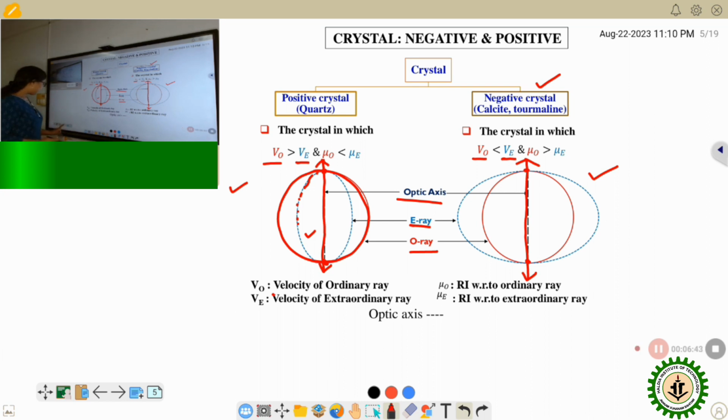Now, so this was about E ray and O ray, and depending on positive or negative crystal, either the velocity of O ray will be greater or the velocity of E ray will be greater. The main thing is that apart from the optic axis, in any direction the light goes, the E ray and O ray will travel with different velocity.